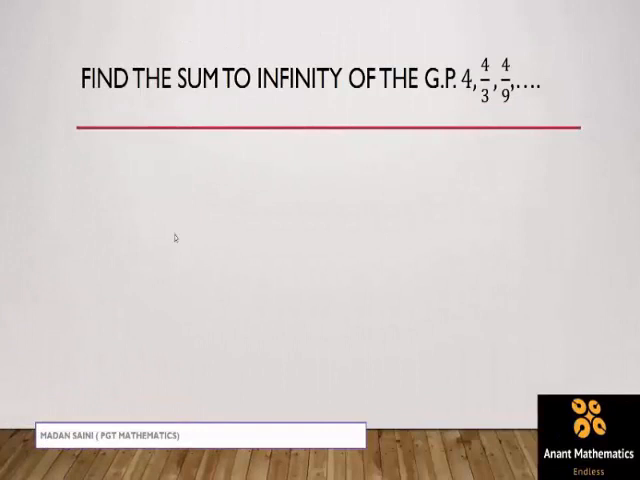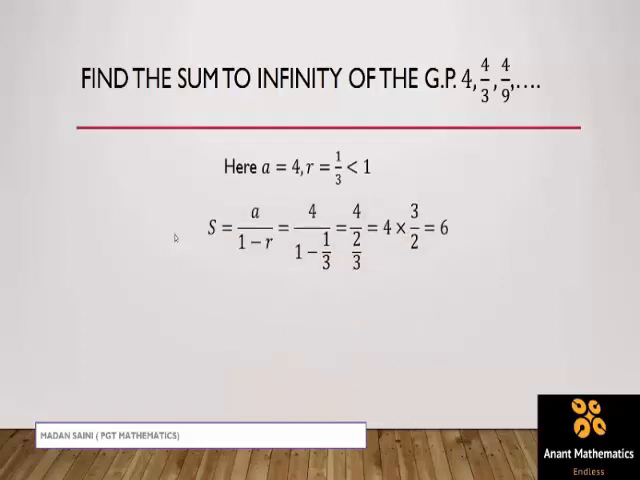So let us discuss one question. Here we have an infinite GP, and we have to find out the sum to infinity. You can see the first term of this GP is 4 and the common ratio is 1 by 3. You can easily check modulus value of R is less than 1, so we are able to apply the formula S is equal to a upon 1 minus R. Substituting the values of a and R and simplifying, you will get 6 as the sum.